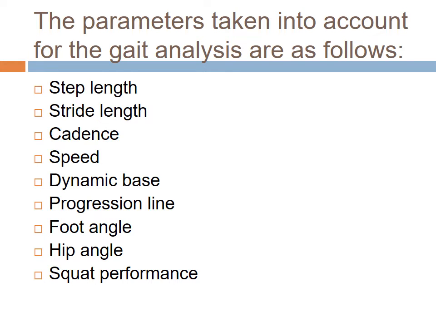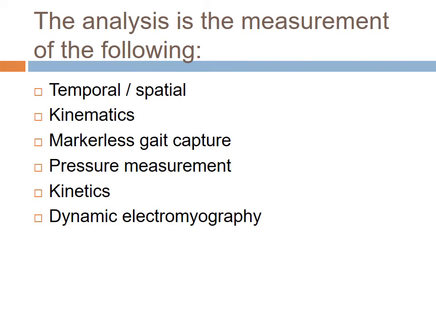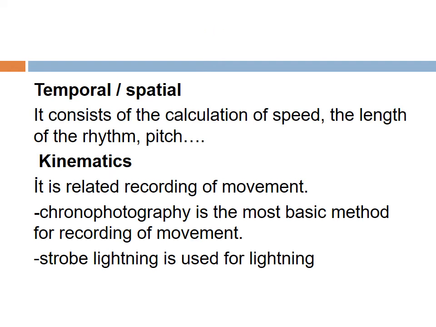Parameters taken into account for the gait analysis are as follows: step length, stride length, cadence, speed, dynamic base, progression line, foot angle, hip angle, and squat performance. Analysis is the measurement of the following: temporal, kinematics, markerless gait capture, pressure measurement, kinetics, and dynamic electromyography. Temporal. It consists of the calculation of speed, the length of the rhythm, and pitch.